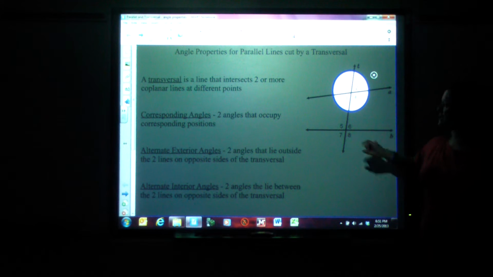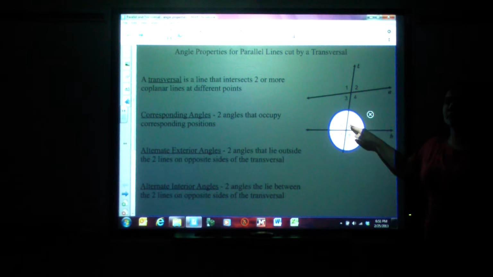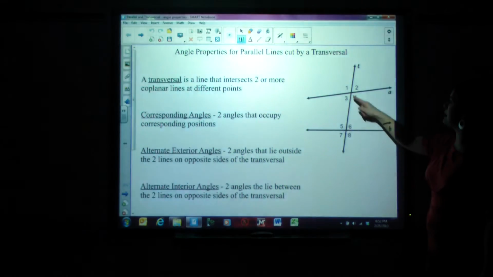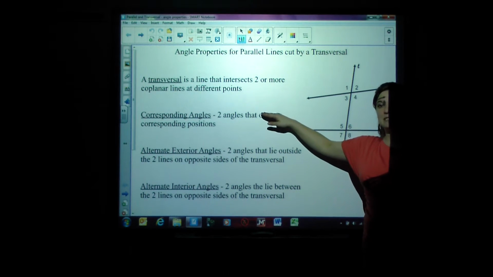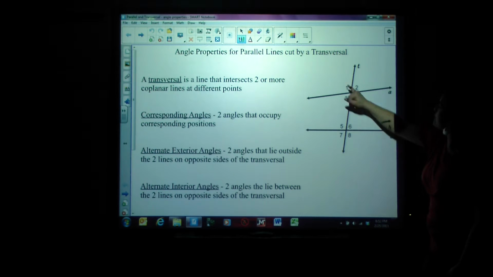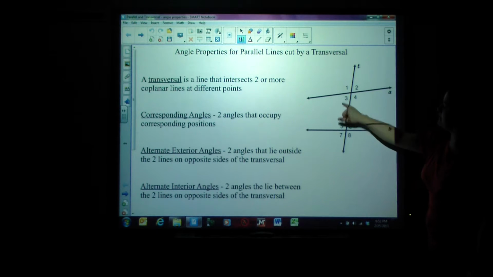Let's take a look at another one. How about number 2? It's in the top right. So is number 6. So 2 and 6 would be corresponding. So we're looking for the same position, different intersections. So top lefts, top rights, bottoms.